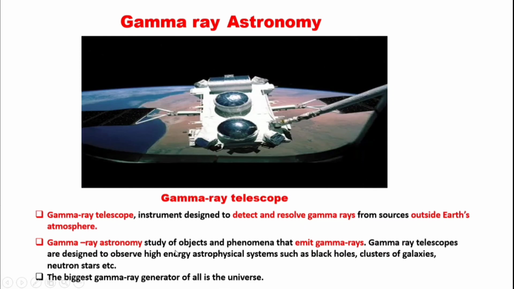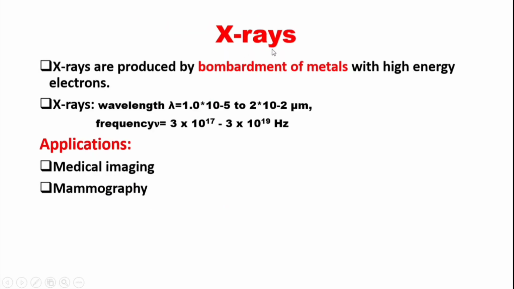Gamma ray astronomy is the study of objects and phenomena that emit gamma rays. Gamma ray telescopes are designed to observe high energy astrophysical systems such as black holes, clusters of galaxies, neutron stars, etc. X-rays. X-rays are one type of electromagnetic radiation.